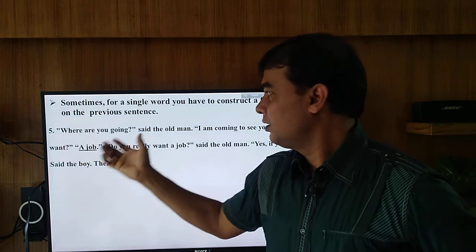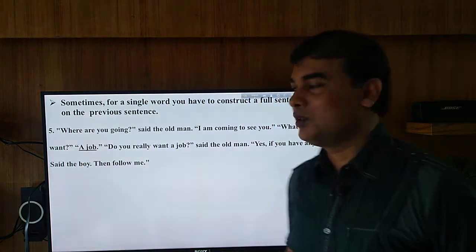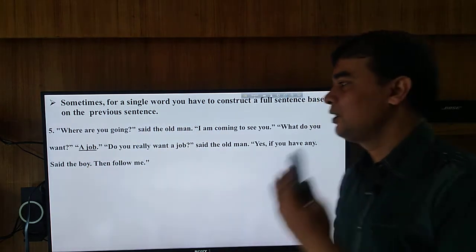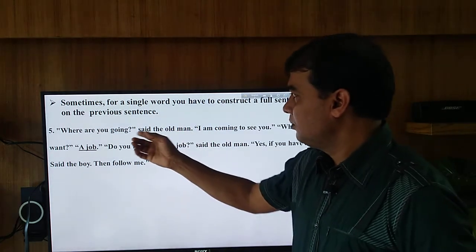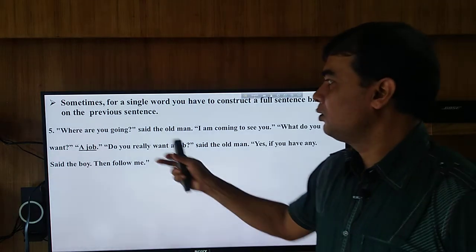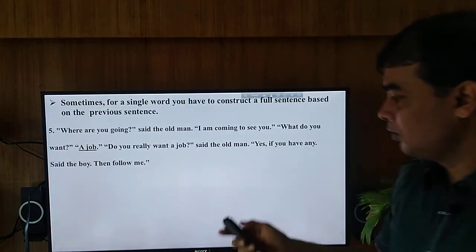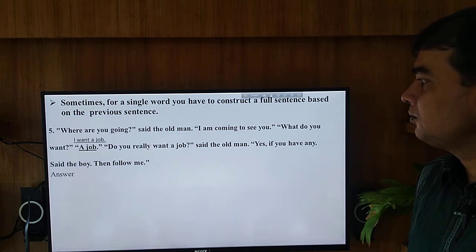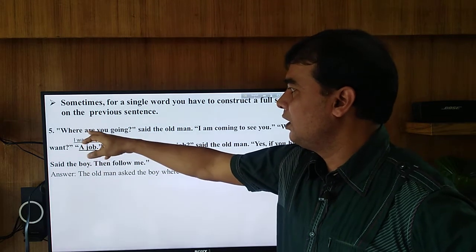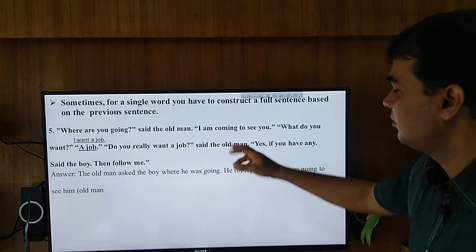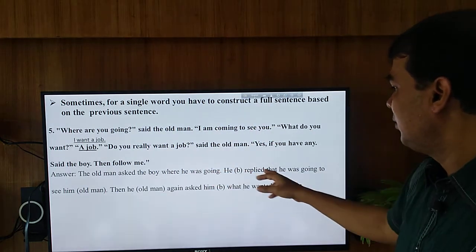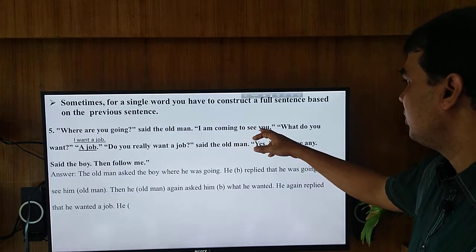Okay, here the old man and the boy, they are talking to each other. Speaker is the old man and listener is the boy, and then again the boy is speaking to the old man. So in the very beginning, we see that the old man is asking question to the boy, where are you going? So we can write, the old man asked the boy where he was going. I'm coming to see you. Now the boy is replying to the old man. So we can say he replied that he was going to see him.